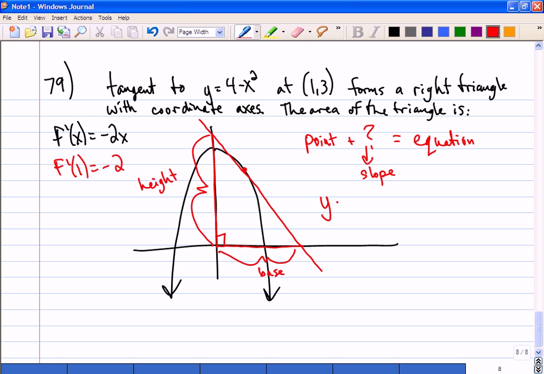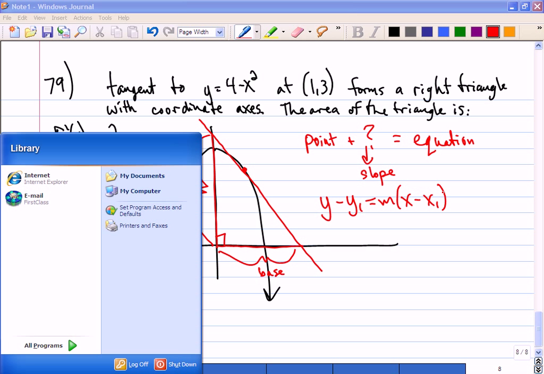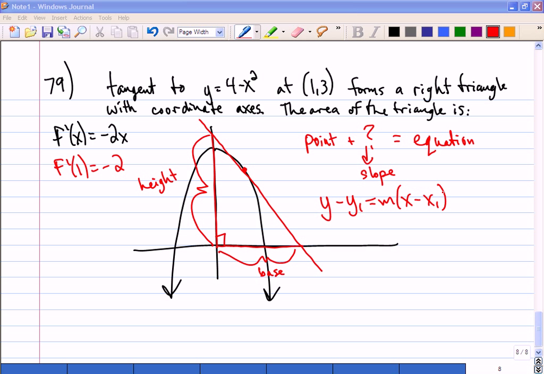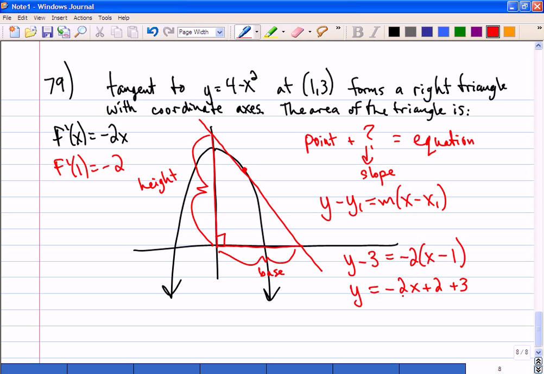So I'll use this formula to figure out the equation. So I've got, let's see, y minus 3 equals negative 2 times x minus 1. And if I do some rearranging, this is the equation that I end up with. So that means right away I can see that this intercept here must be 5. So I know the height equals 5.